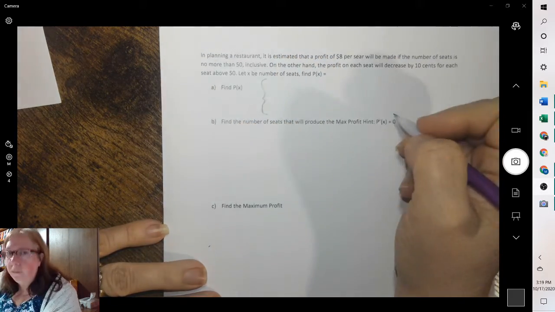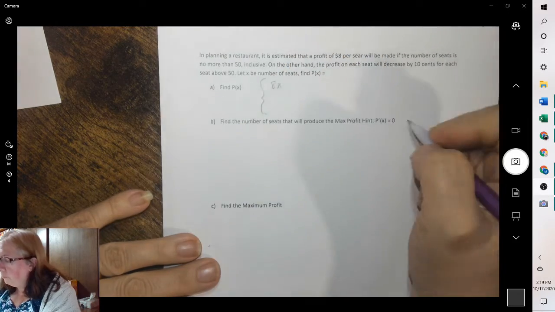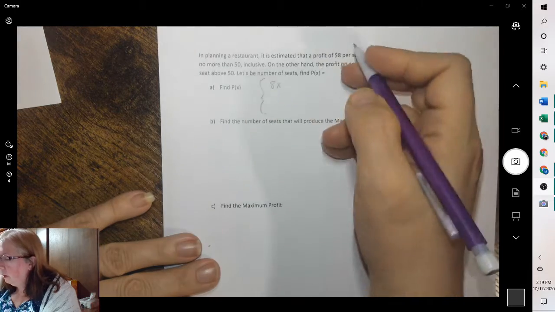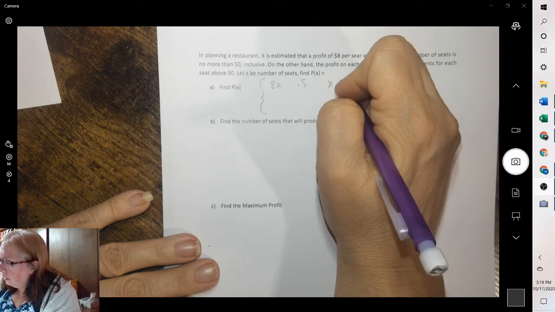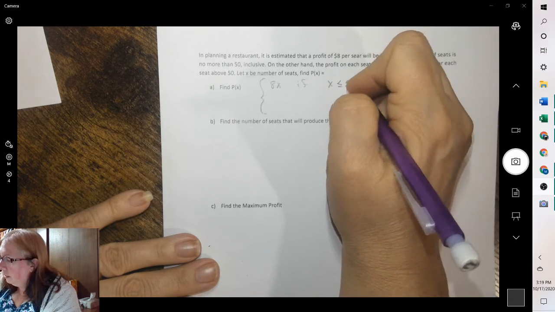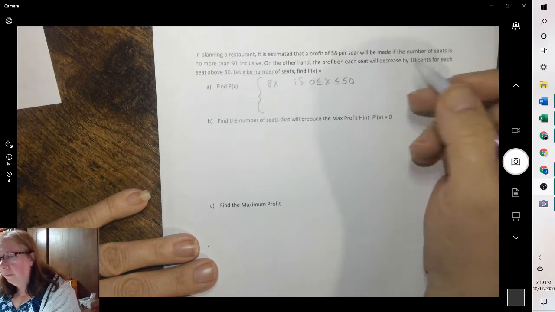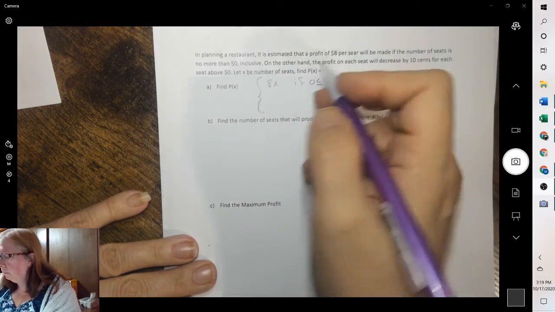Well, there's two different prices here. One is $8 times the number of seats, and we know that x is the number of seats, if x is less than or equal to 50. And we know it can't be negative, so our seats are somewhere between 0 and 50.